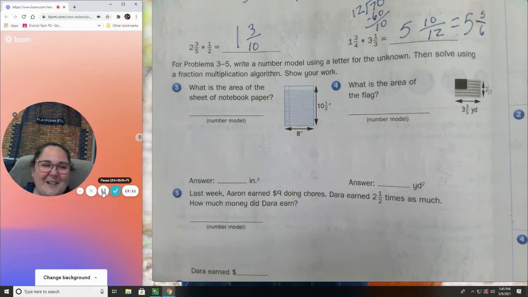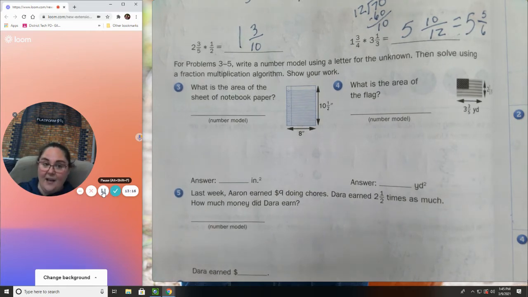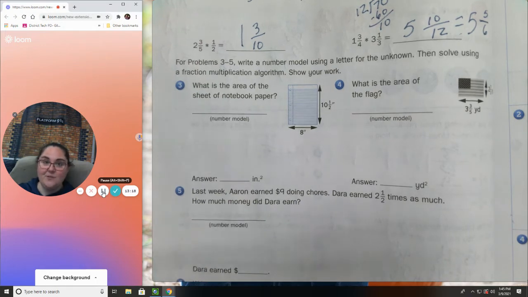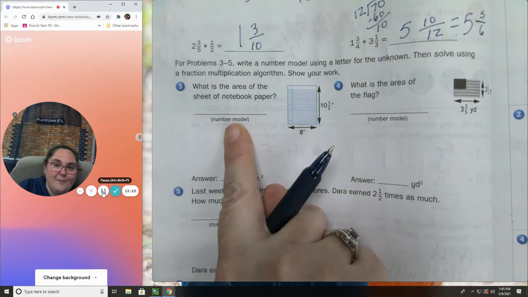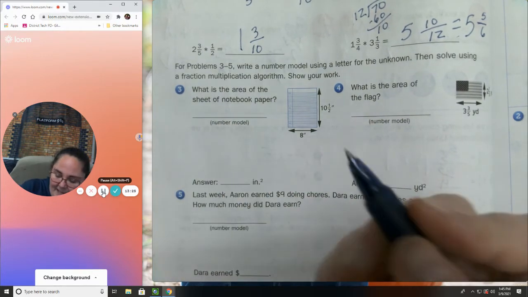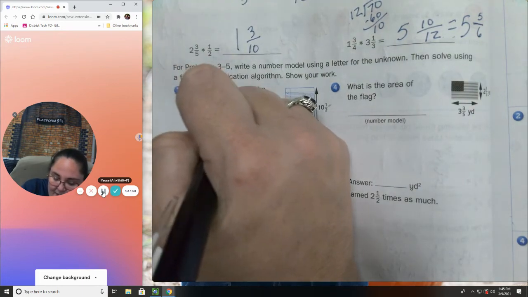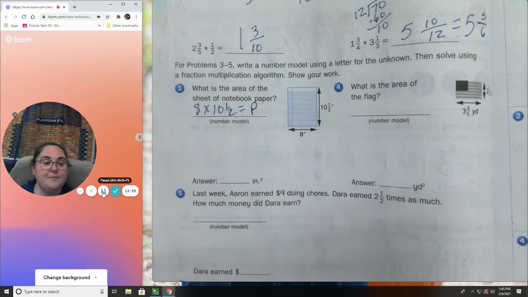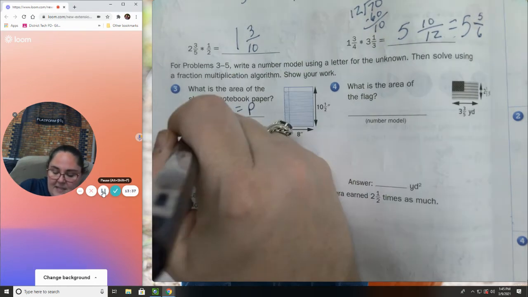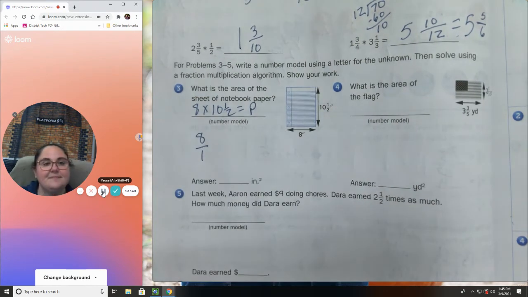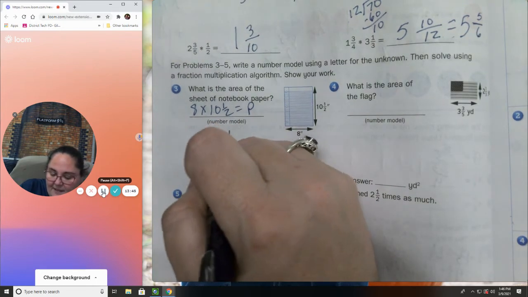Here we go. Our number model, it says, what is the area of a sheet of notebook paper? Well, I know I'm finding the area, so that's length times width. My number model, honestly, it doesn't matter what order you put them in. I'm going to say my number model is 8 times 10 1/2 equals P for paper. Now remember, 8 is the same as 8/1. 10 times 2 is 20, plus 1 is 21/2.